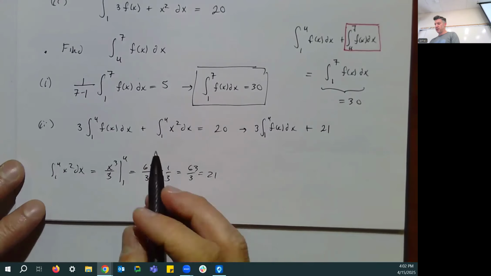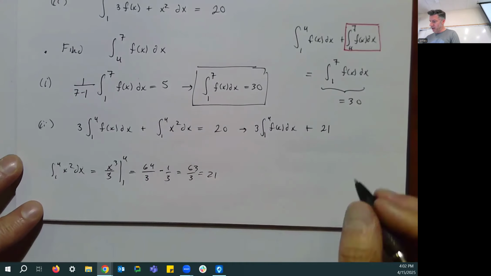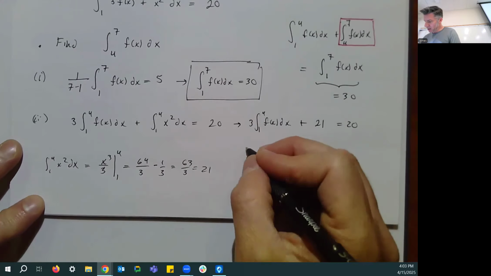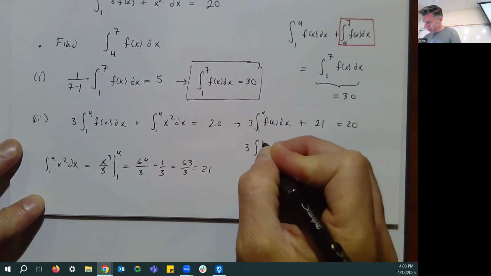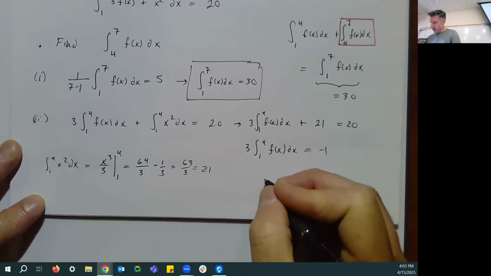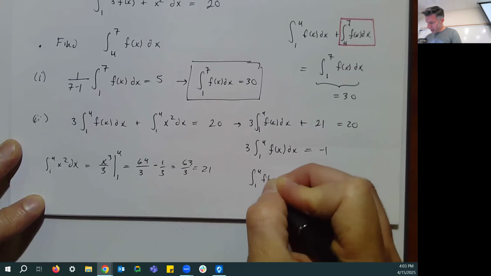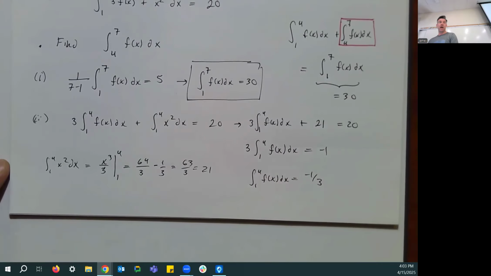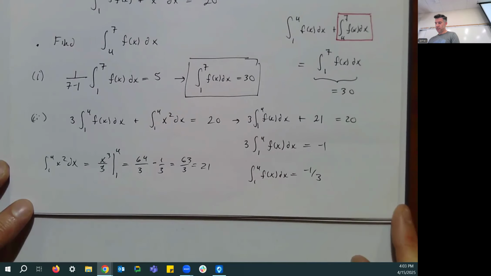So 3 times this integral plus 21 is equal to 20. So that means 3 times the integral from 1 to 4 of f of x is equal to -1, and the integral from 1 to 4 of f of x dx is equal to -1/3. Yeah. Why did you multiply by 1/6?